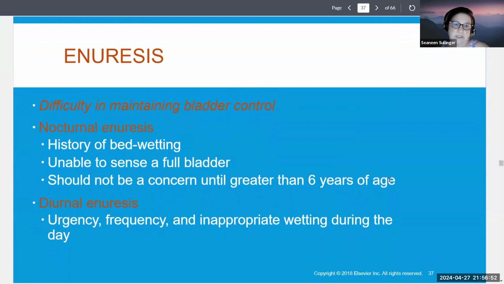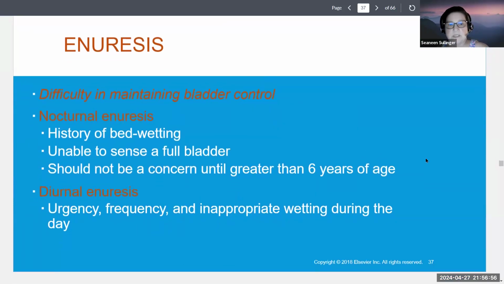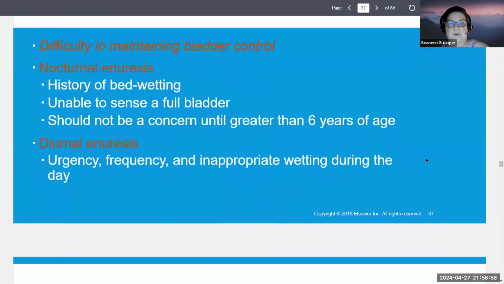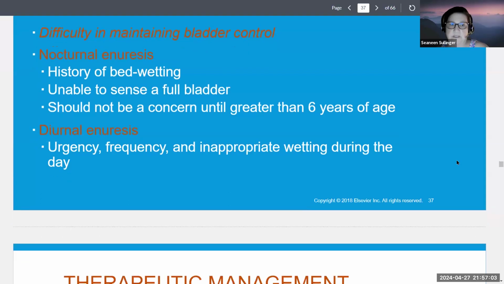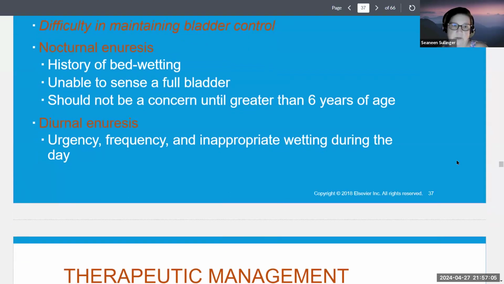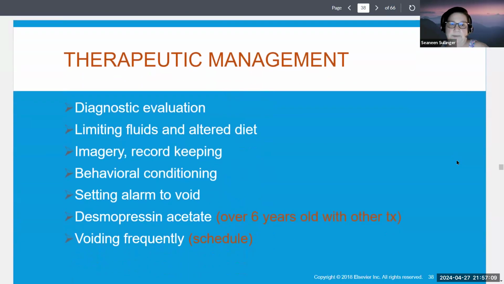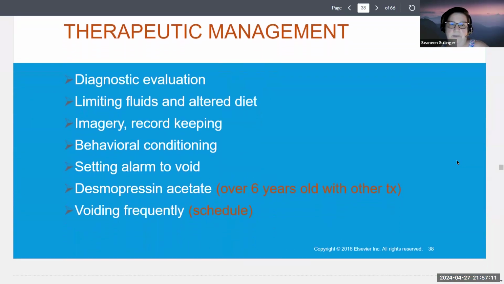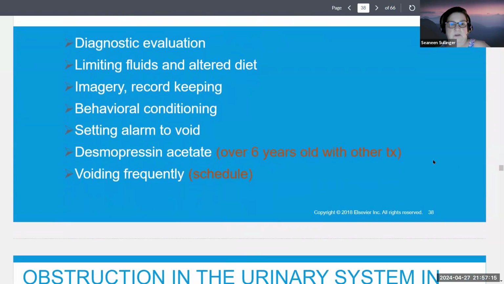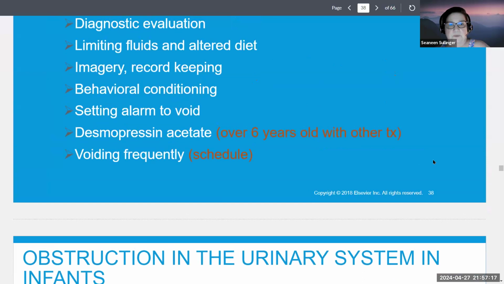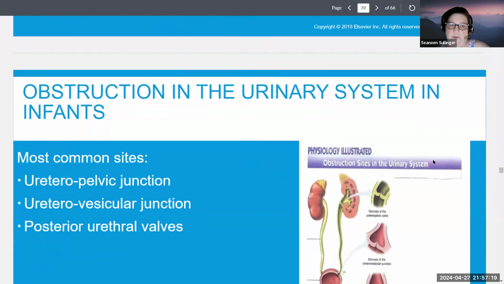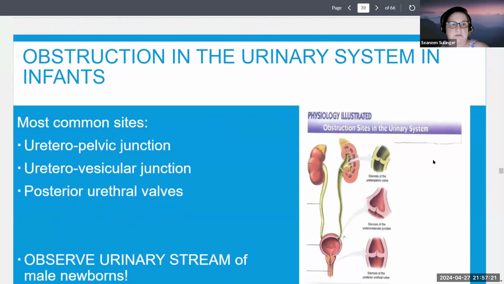And then enuresis, difficulty maintaining bladder control, bedwetting, nocturnal enuresis. Also wetting during the day, that's a diurnal enuresis. There's different medications that you can use, do bladder training, limiting fluids, keeping a diary. Again, not so concerned with that, just going through it so you know the information in case you see it.